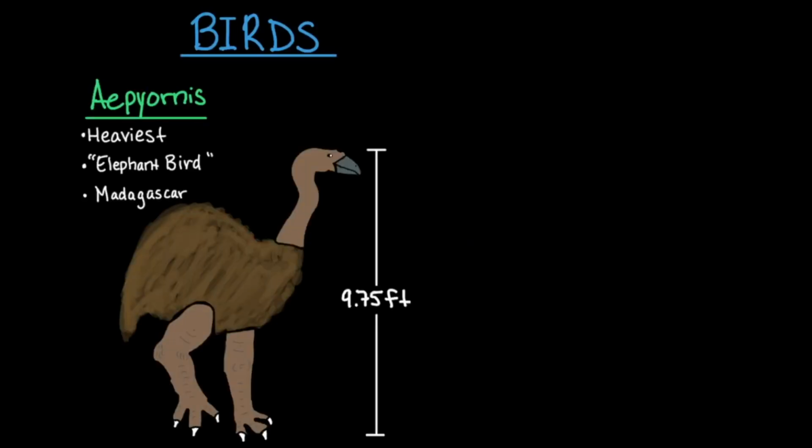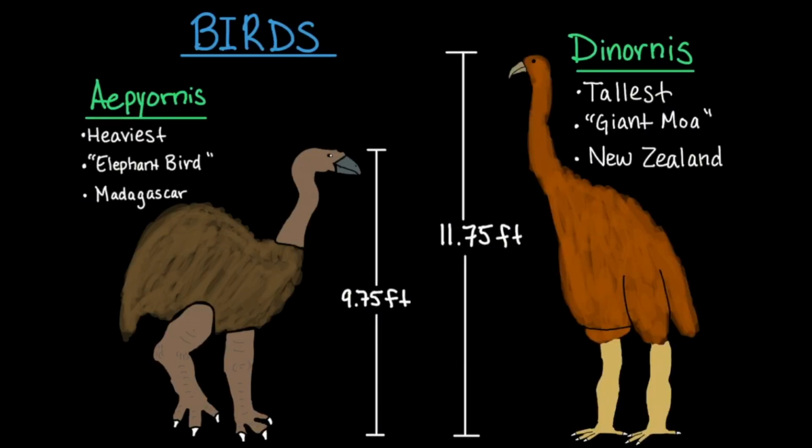Aepyornis, known as the elephant bird, was the heaviest bird ever. It was around 9.7 feet tall and weighed 880 pounds. Its eggs were 1 meter in circumference. Aepyornis lived on the island of Madagascar, but went extinct about 1,000 years ago when early human settlers arrived hunting their eggs. Dinornis was the tallest bird ever at around 11.75 feet tall.